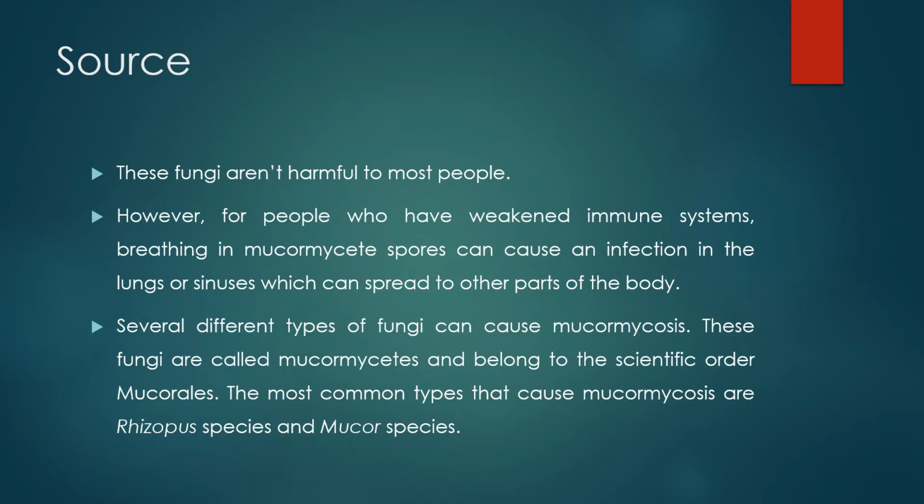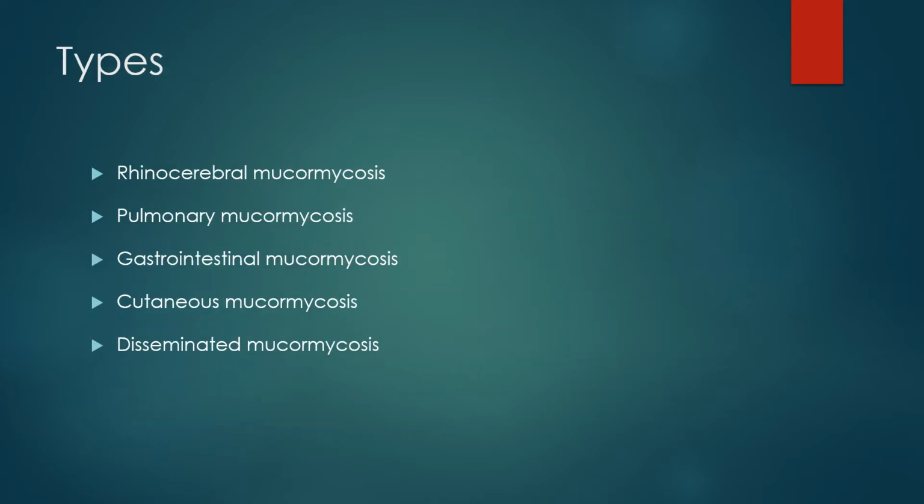Several different types of fungi can cause mucormycosis. These fungi are called mucormycetes and belong to the scientific order Mucorales. The most common types that cause mucormycosis are Rhizopus species and Mucor species. There are 5 types of mucormycosis: Rhinocerebral Mucormycosis, Pulmonary Mucormycosis, Gastrointestinal Mucormycosis, Cutaneous Mucormycosis, and Disseminated Mucormycosis.